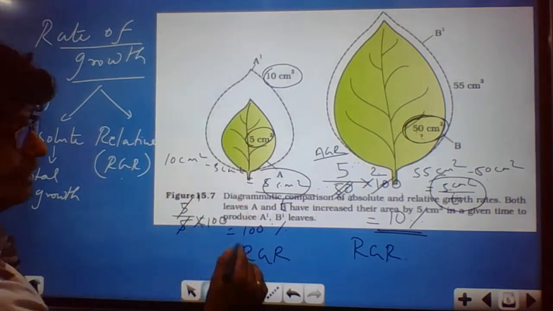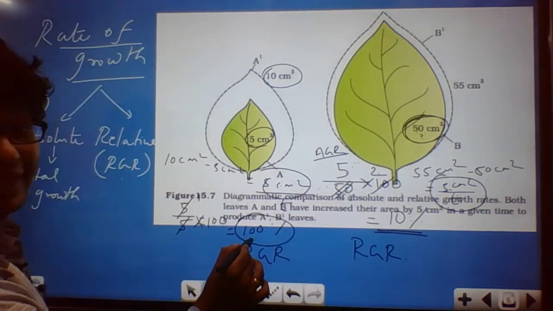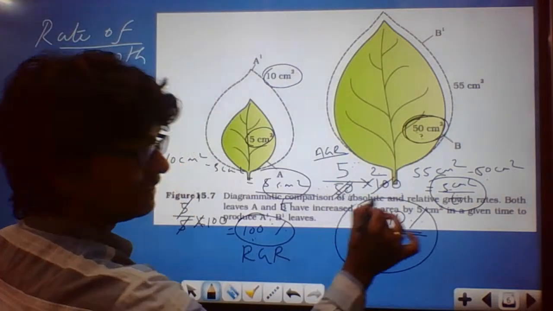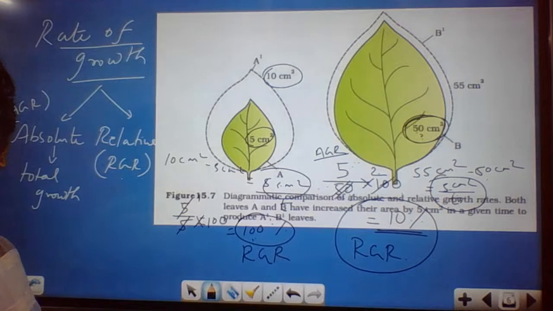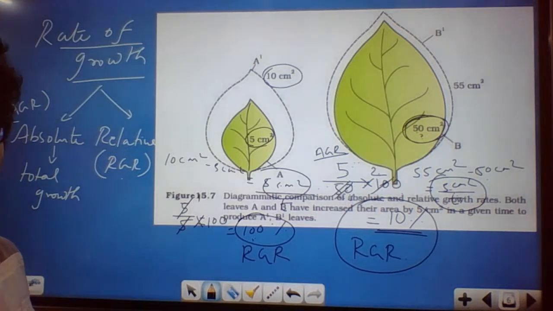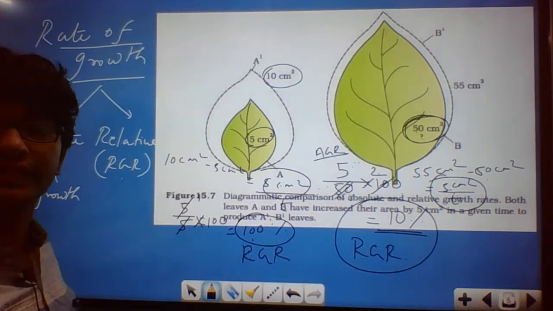But in the other case, you can see the percentage is 100. 100 is the relative growth rate. In this example, the relative growth is 10%. It's a very easy calculation, but you need to know how to calculate the absolute growth rate and how to calculate the relative growth rate. Usually the questions may not come from the absolute, because it's very easy.